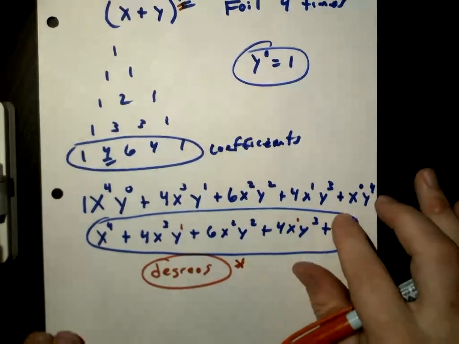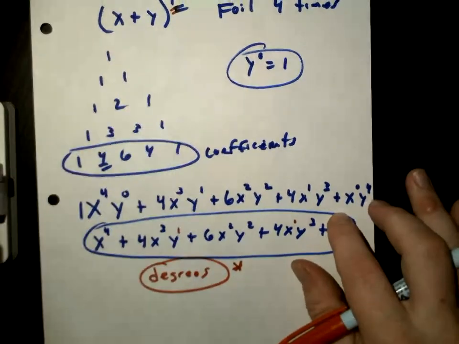Let's go ahead and do one more, but I'm going to change some numbers here. So it's going to be kind of chaotic.